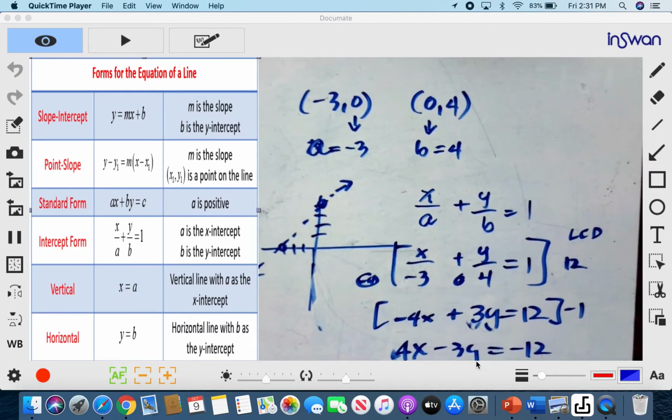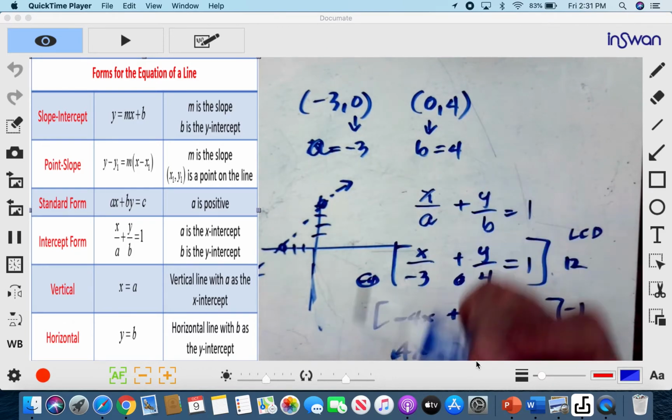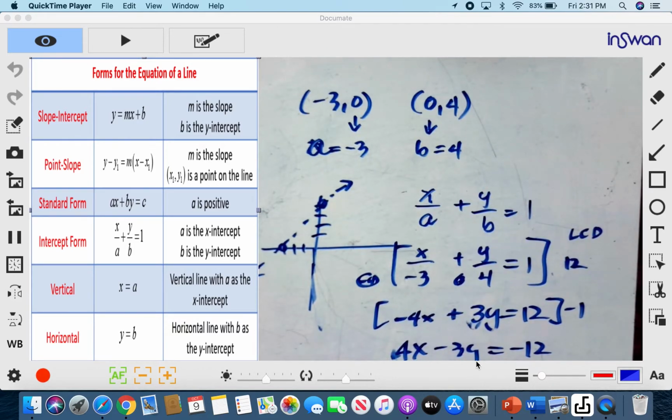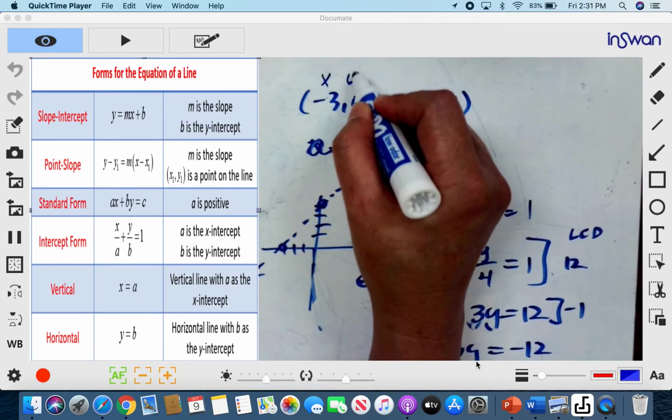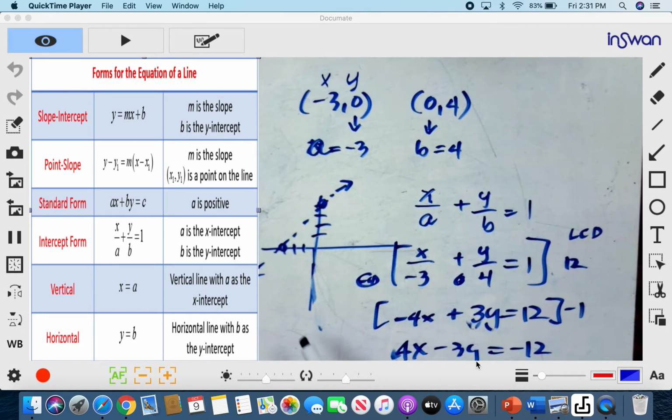Now, how do we check if the answer is correct or not? Of course, one of the points should satisfy this condition. For example, I will use negative 3, 0. It means that my x is negative 3, my y is 0. So you have 4 times negative 3 minus 3 times 0 should be equal to negative 12. Alright? And as you can see, this is 0, negative 12 is equal to negative 12. If a point satisfies the condition of the line, therefore, that point is passing through the line.